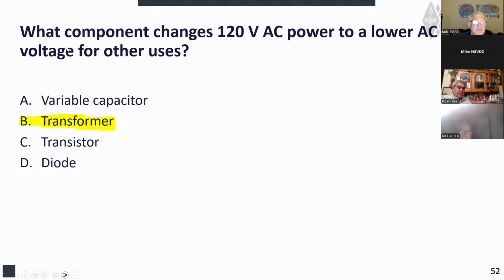And what component changes 120 volts alternating current power to a lower alternating voltage for other uses? And that's a transformer. Okay.